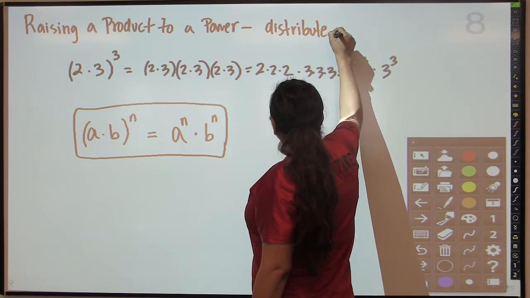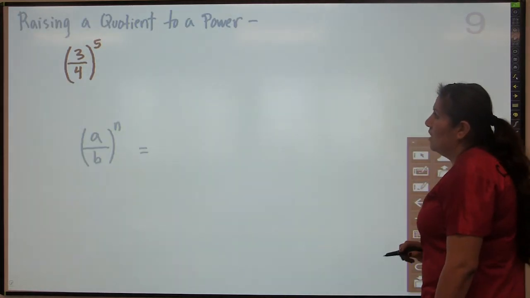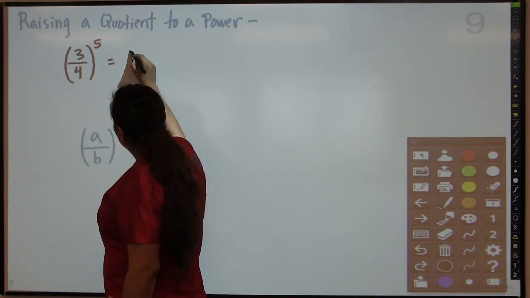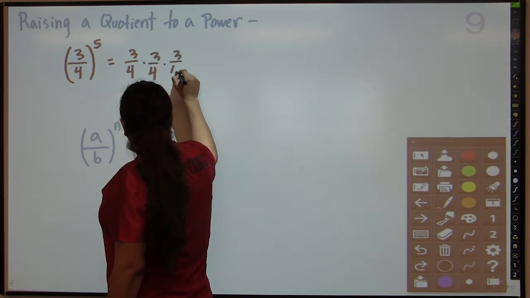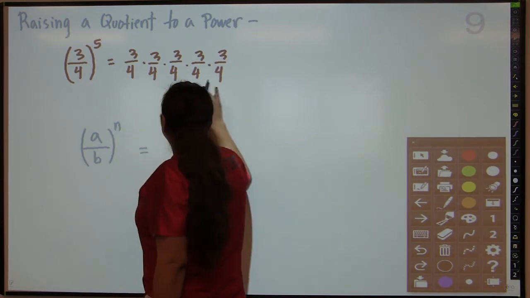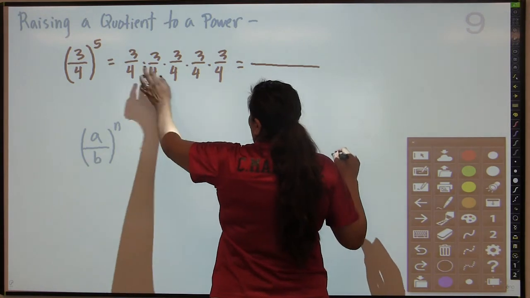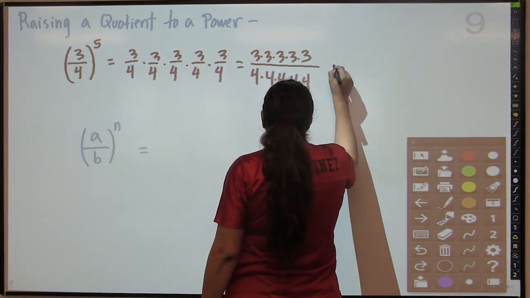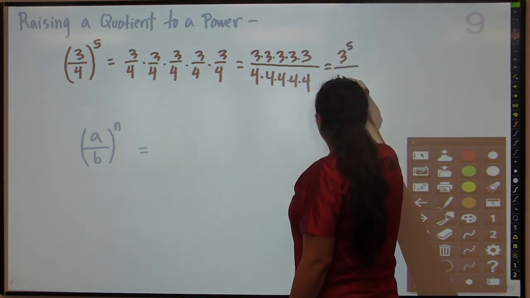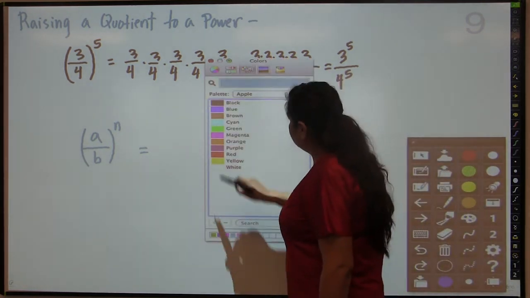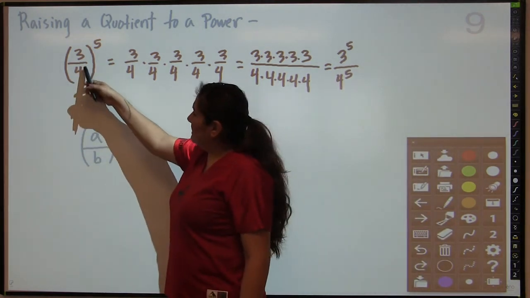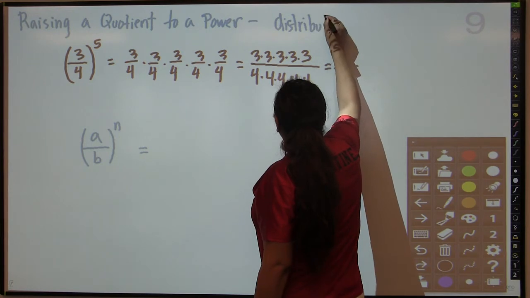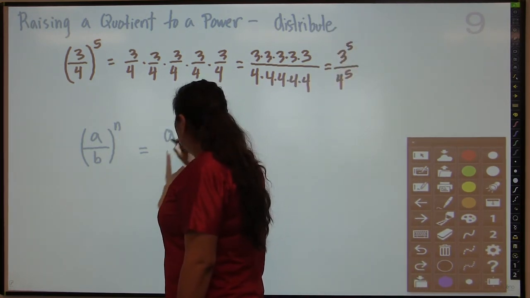And this is the same thing that happens in the situation where you have a quotient. So there we go. Raising a quotient to a power. Same idea, you have something inside the parentheses being divided, so you have to take 3/4 times 3/4 times 3/4 times 3/4 times 3/4, 5 times. Well, we know that we can just multiply across, so we're going to get 3 times 3 times 3 times 3 times 3 over 4 times 4 times 4 times 4 times 4, and basically, we get 3 to the 5th over 4 to the 5th. So in other words, again, we can see that we are distributing. We have 3/4 inside the parentheses, and at the end, the 5 needs to be distributed to both the top and the bottom. So again, we're going to say distribute. And then over here, we're going to say that it's a to the n over b to the n.